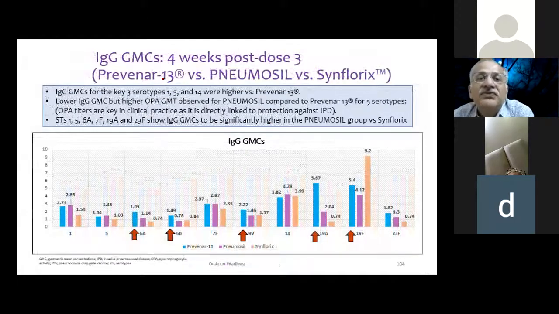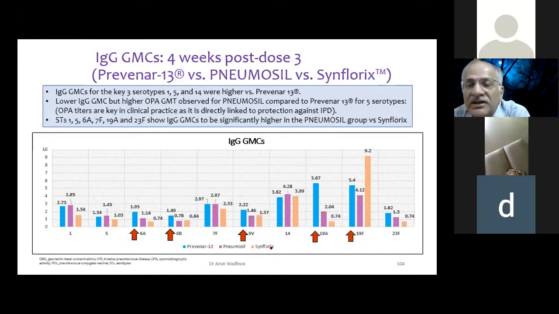And then we see 4 weeks later, GMC levels. 2 points you need to see here, that some show higher in the pink one, blue one, or the purple one. And there are some where Prevnar shows higher, some here, and 19F, the GSK vaccine shows the maximum. This is the GMC levels.